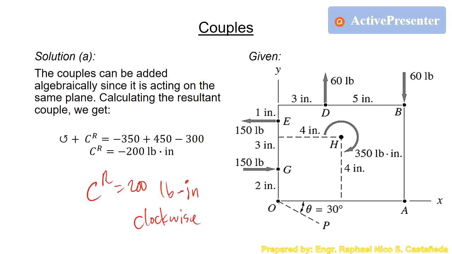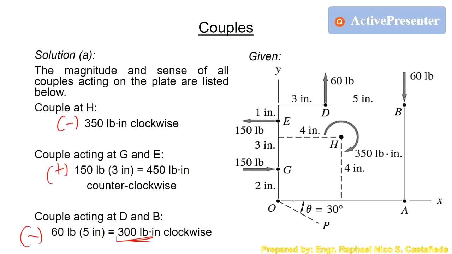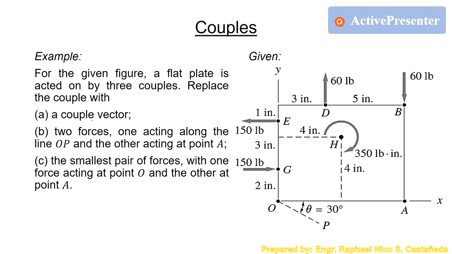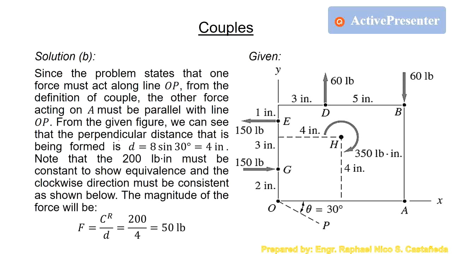So if we answer problem letter A, basically the question is the couple vector. So we want the couple vector. The answer is negative 200k pound-inch based on the right-hand rule. Then for letter B, if you want to get the force that is parallel, one on O and P and the other one on A, basically that is parallel to each other. To make it clockwise, this is up to the left and this is down to the right.